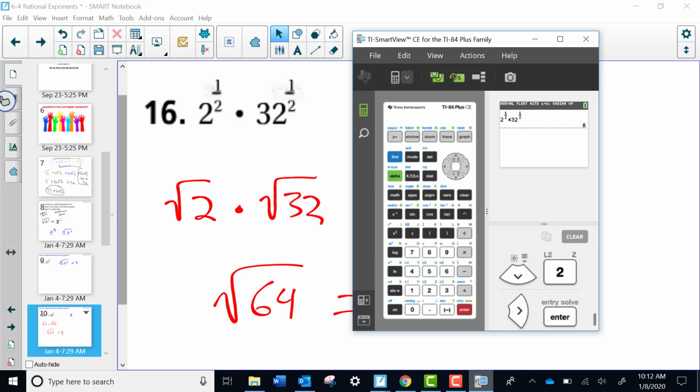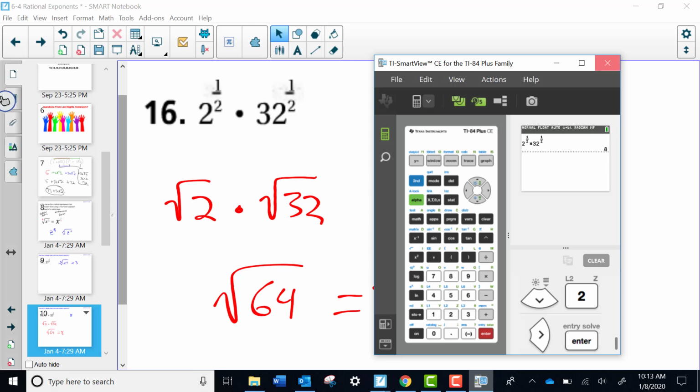And we get 8. So if you don't have any variables, just use your calculator. If you do have variables, the calculator won't help you. You got to rewrite it in a radical form or exponential form, which is not difficult at all, right? All right, we still have some time.